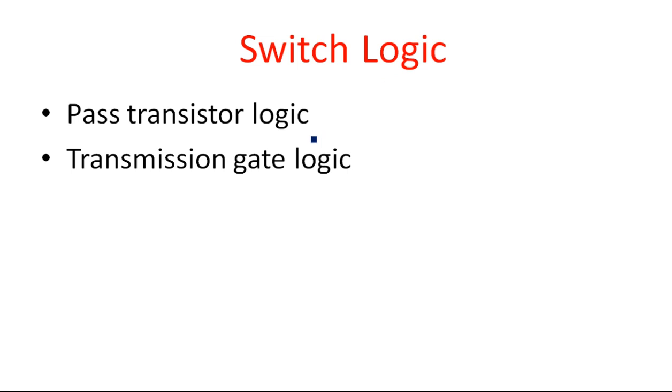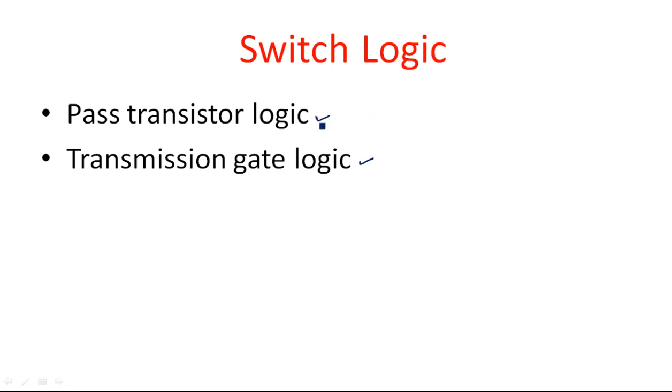Switch logic you might have already seen in the form of pass transistor logic. So pass transistor logic we have seen, and another one is the transmission gate. These two are commonly known as switch logic. Switch logic is used to create different types of logic functions like AND gate, OR gate, NAND gate, NOR gate using the pass transistor logic or transmission gate logic. So these two come under switch logic.